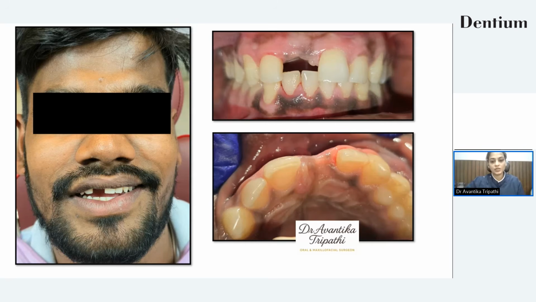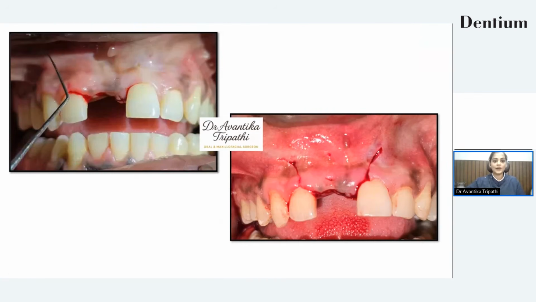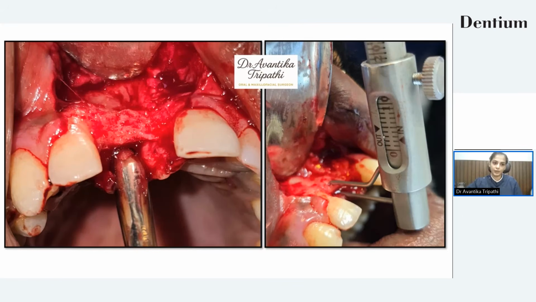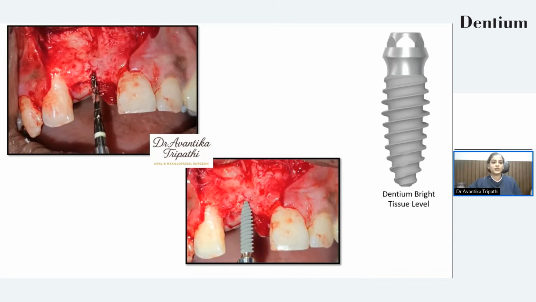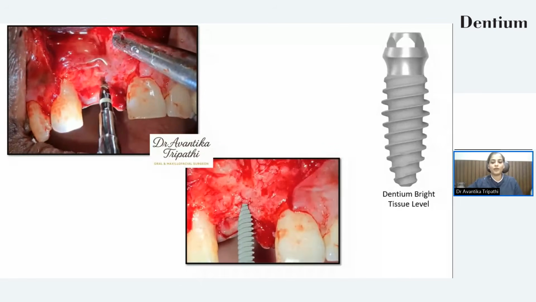This is another case with the missing 1-1. Here also the bone was very, very less. Earlier I was planning to do extensive bone grafting surgery, but then I planned to place a tissue level implant of thin diameter. In that case, I did a very minimum amount of bone grafting and along with that, I placed my thin diameter implant. As you can see, the bone is very thin. So I drilled with a single drill of 2.5 mm, and after that I placed a 2.5 mm implant.